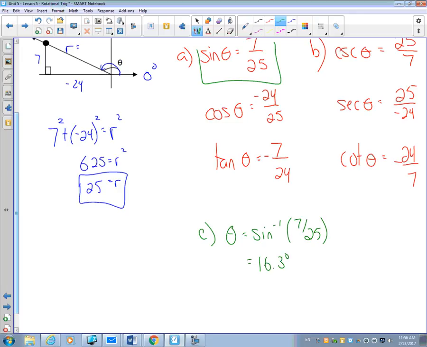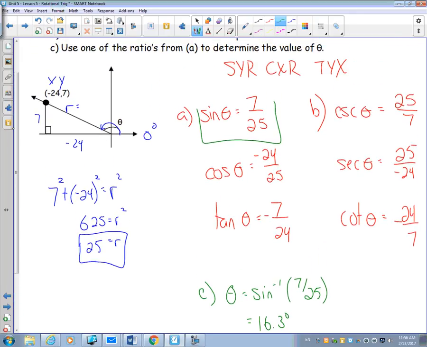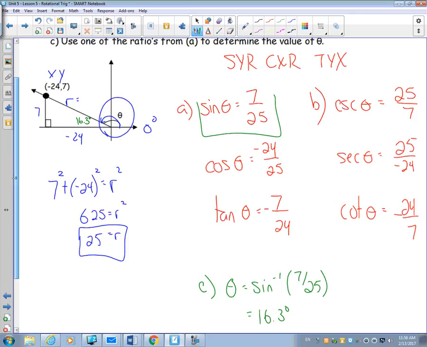Now wait a second. Look at our picture. That answer is not 16.3. What have we just found? Well, when we use rotational trigonometry, here's a little trick for us. We're always finding the angle inside the triangle. So I've calculated 16.3 being right here, the angle inside the triangle that I used. But theta, the question actually in the rotational stuff, is this angle on the outside. So how do we get that?